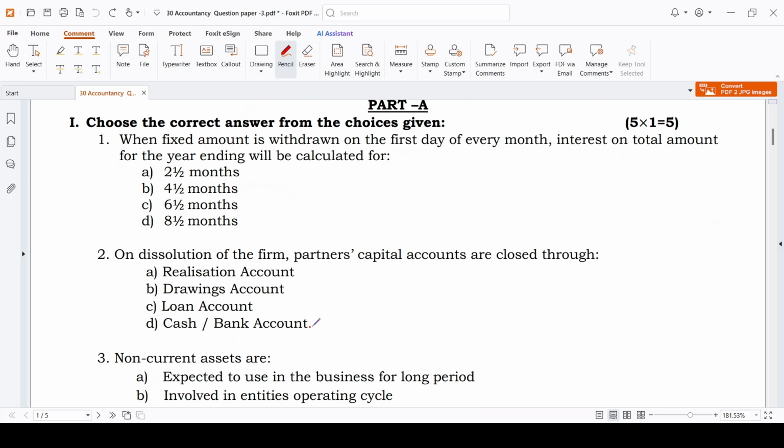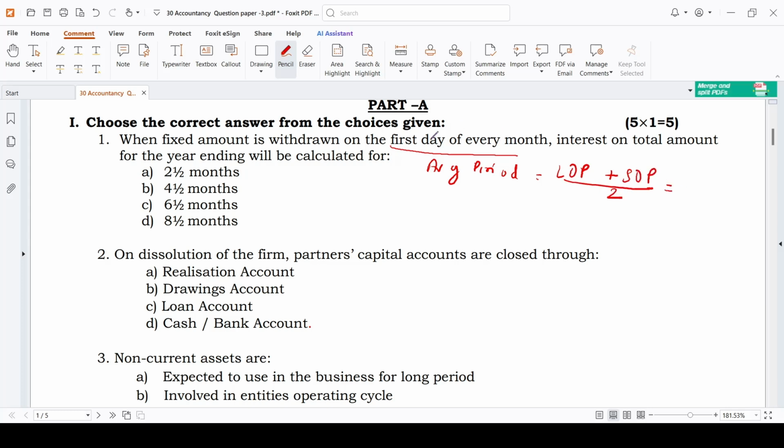Choose the correct answer from the choices given. When a fixed amount is withdrawn on the first day of every month, interest on the total amount for the year ending will be calculated for how many months? So you have to calculate the average period here. So average period, how do we calculate? See here, first day of every month. Average period equals, what is the actual formula? Average period equals longest outstanding period plus shortest outstanding period divided by 2.